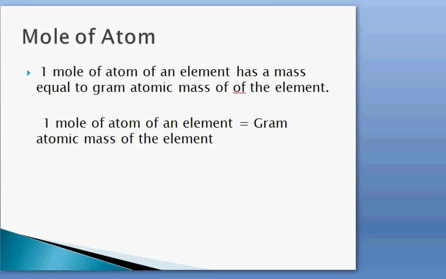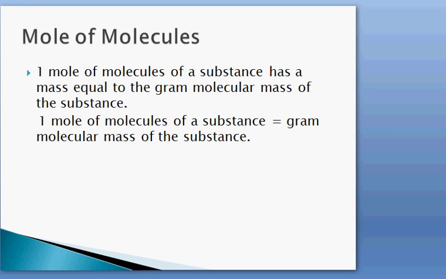If we see the mole of atom, that is 1 mole of atom of an element has a mass equal to the gram atomic mass of that particular atom. That is, 1 mole is equal to gram atomic mass of that element. And similarly, the mole of molecule, that is 1 mole of molecule of a substance, has a mass equal to the gram molecular mass of the substance, right? What is gram molecular mass? It is nothing but the numerical value of the masses of that particular molecular mass.